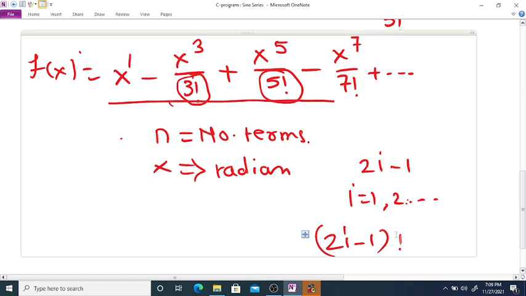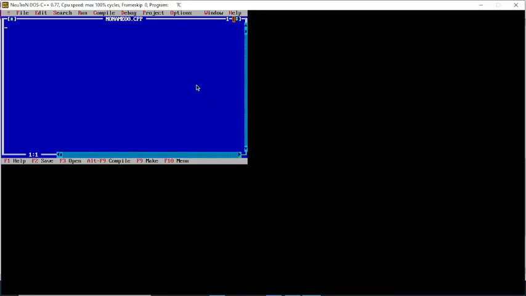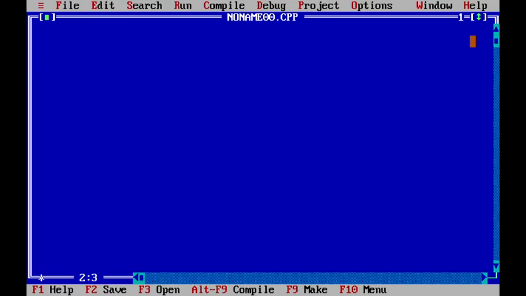So now first we are going to determine one by one. First we are going to determine this series x cube, x raised to 5, x raised to 7. Then we are going to call a separate function for factorial, and so on. So first we are going to write a code for the series x cube, x raised to 5, and so on.